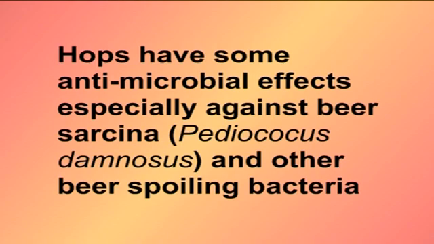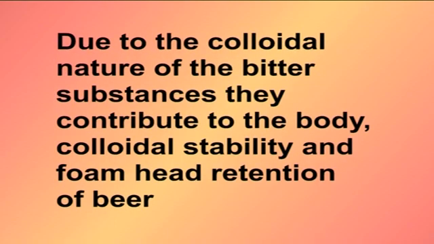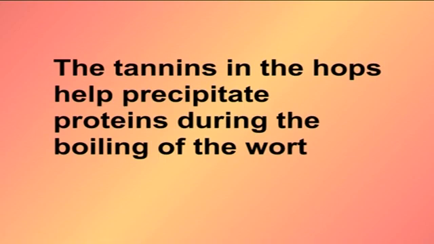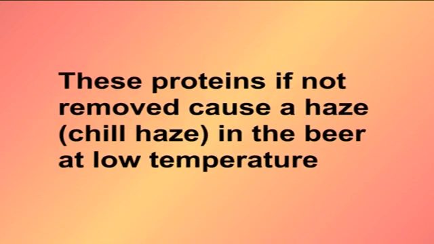Hops have some antimicrobial effects, especially against beer sarcina, which is popularly called Pediococcus damnosus, and other beer spoiling bacteria. Due to the colloidal nature of the bitter substances, they contribute to the body, colloidal stability and foam head retention of beer. The tannins in the hops help precipitate proteins during the boiling of the wort. These proteins, if not removed, cause a haze, that is chill haze, in the beer at low temperature.